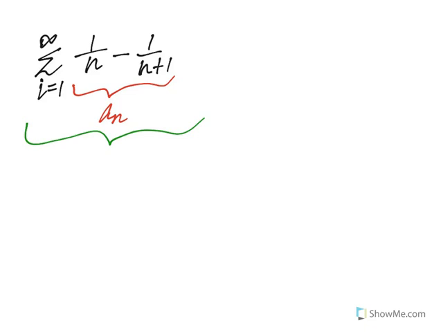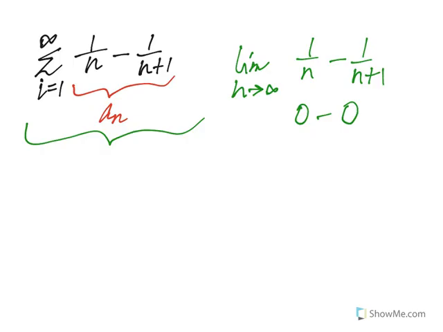I think you would agree if I take a look at the limit as n goes to infinity of 1 over n minus 1 over n plus 1, I do in fact get 0 minus 0. That is in fact determinate, which means the limit of that sequence, the limit as n goes to infinity of a sub n, is equal to 0. That means the numbers in that sequence get infinitely small.